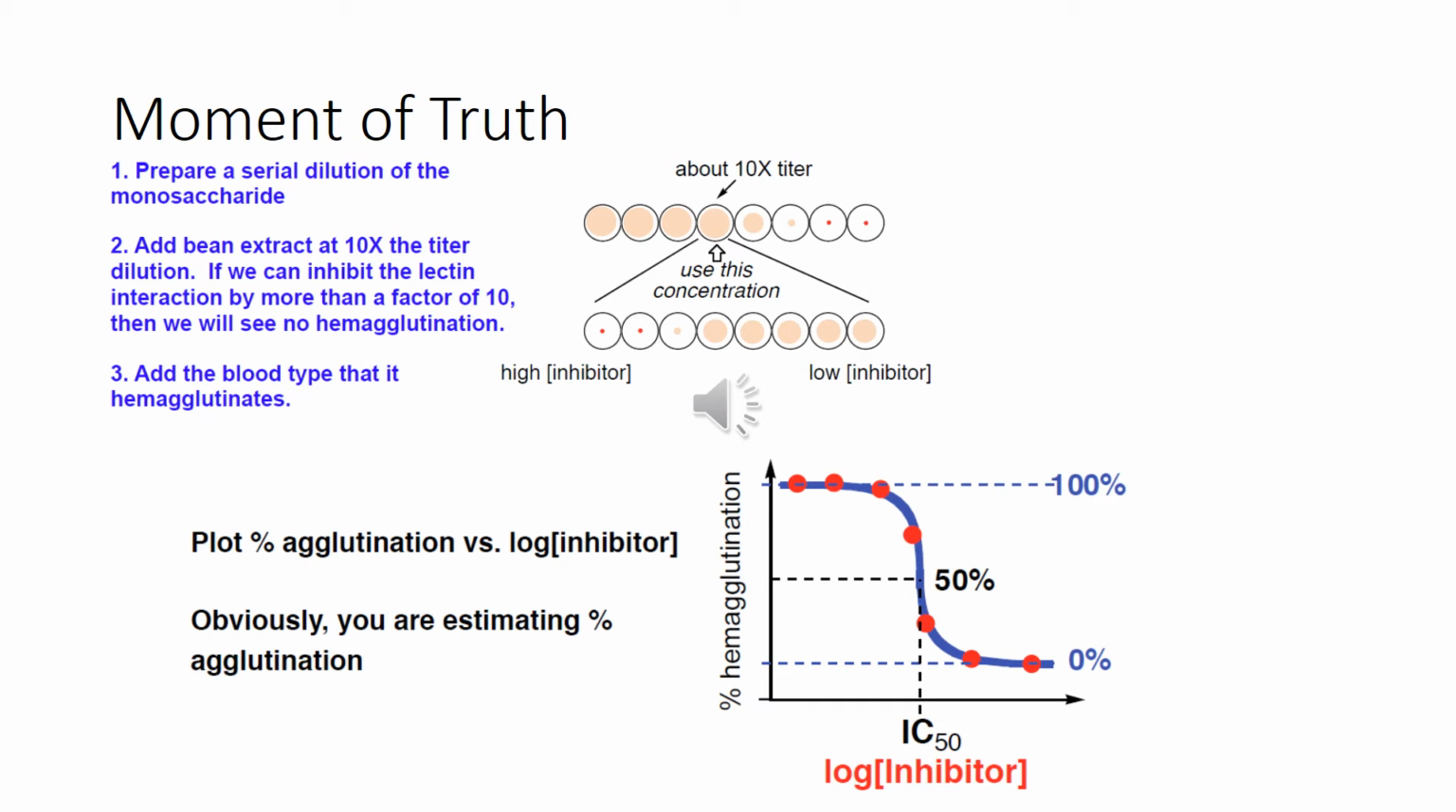To determine which inhibitor is working better for the lectin, it's really similar to the experiment we did the week before last week, where we plot the percentage of agglutination versus the log of molarity, or the percentage of inhibitor in the solution, and by determining the IC50, we can determine which inhibitor is more efficient.